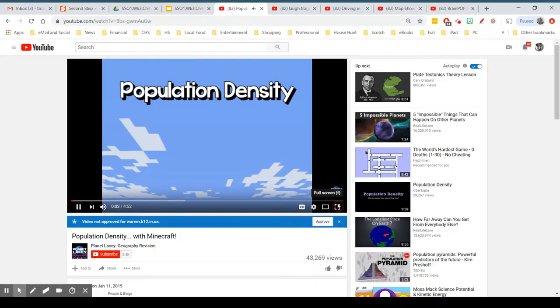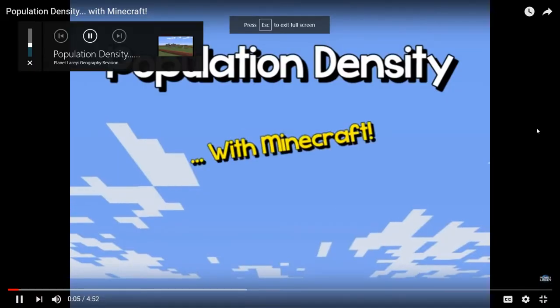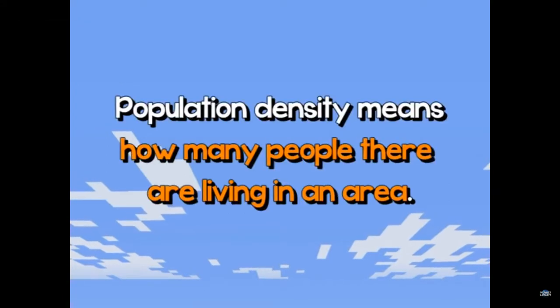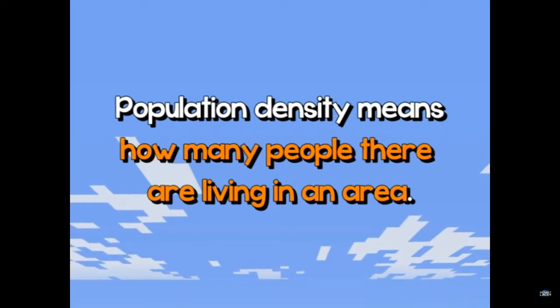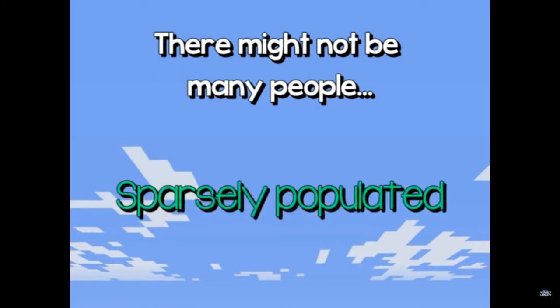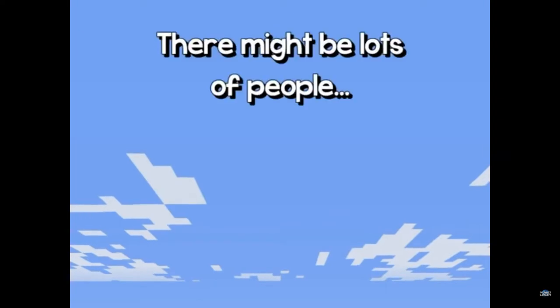Population density with Minecraft. Population density means how many people there are living in an area, and it doesn't matter how big or small that area is. In some places, there aren't many people, and we call this a sparsely populated area. Now, the opposite to that is when you have a lot of people living in one area, and we call this a densely populated area.